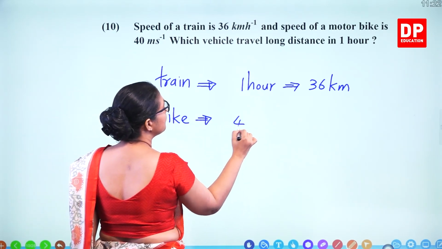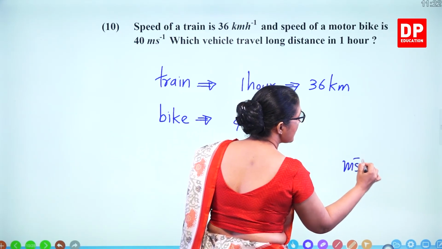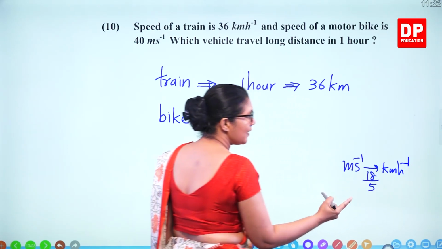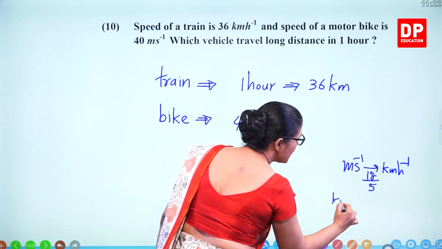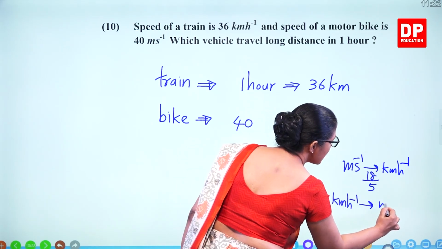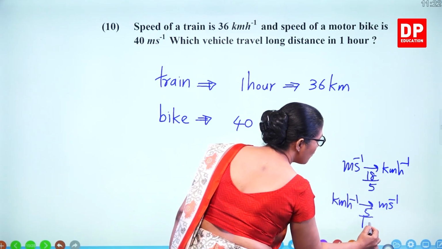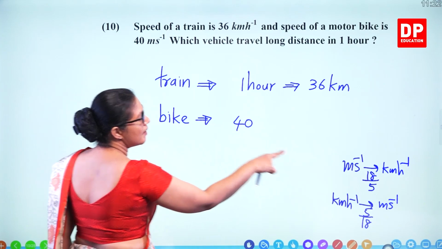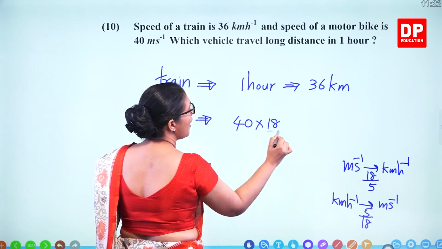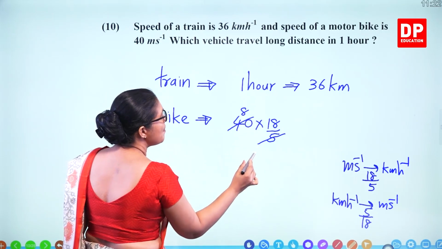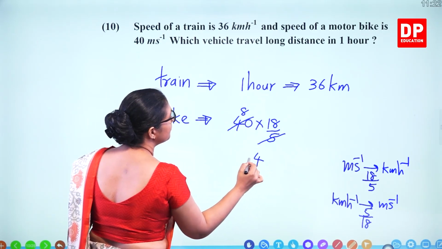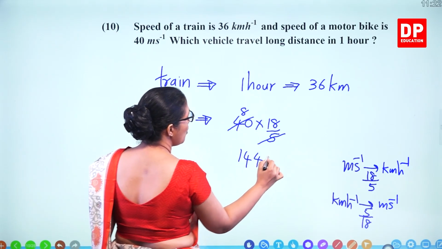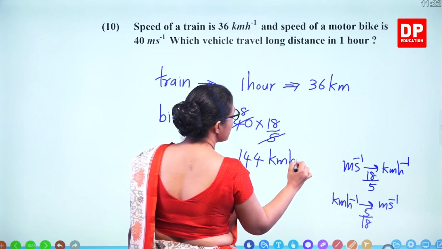So how do you convert? Can you remember meters per second to kilometers per hour? We multiply by 18 over 5. If you want it the other way around, kilometers per hour to meters per second, you multiply by 5 over 18. Use that. So this is the first one. Multiply by 18 over 5. 8 times 18. 8 times 1, 8 plus 6, 14. So 144 kilometers per hour.